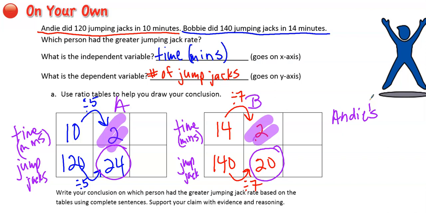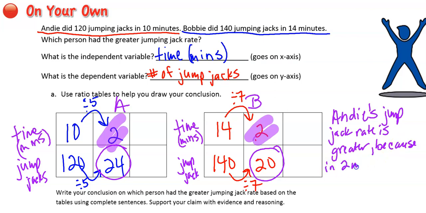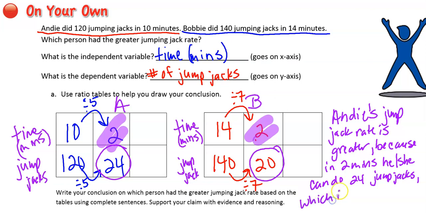Andy's jump jack rate is greater because in 2 minutes, I don't know if it's a boy or a girl, he or she can do 24 jump jacks, which is 4 more than Bobby, right? Because Bobby's at 20. Okay.